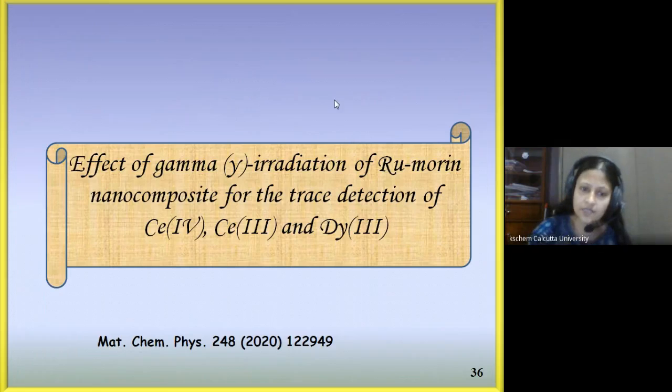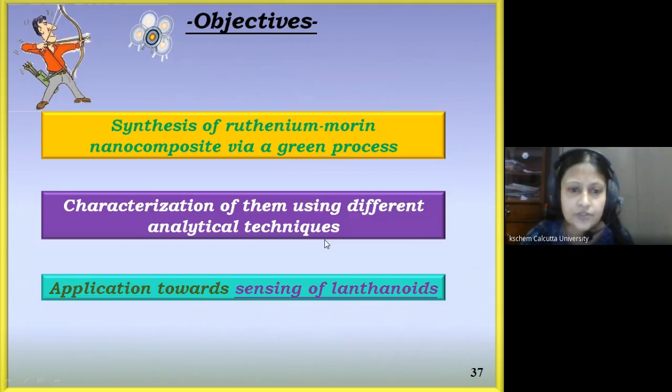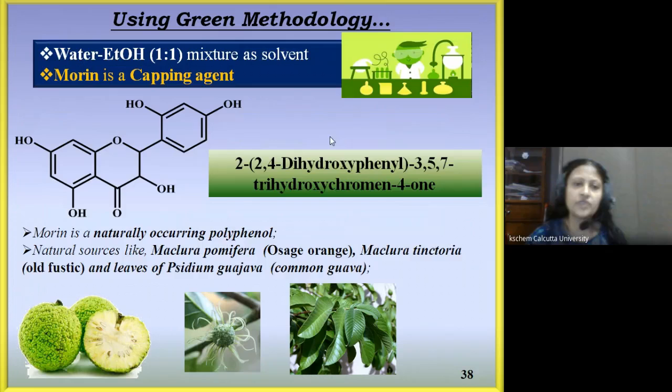Now this is the last part where I would discuss the effect of gamma irradiation on ruthenium morin nanocomposite for the trace detection of some lanthanoids, cerium 4, cerium 3 and dysprosium 3. Now, synthesis of ruthenium morin nanocomposite via a green process. Then we have characterized it using different analytical methods and applied it towards sensing of lanthanoids. We have used morin as a capping and reducing agent. We have used water to ethanol in a 1:1 mixture, and morin is available in different food items.